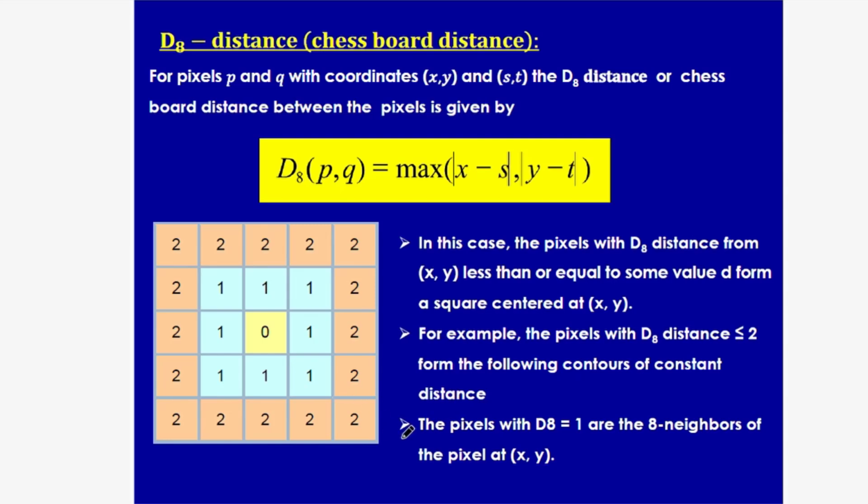Overall, the basic relationships between pixels are: we define the neighbors, and we define the adjacency, path, connectivity, region, boundary, and then the distance metrics.